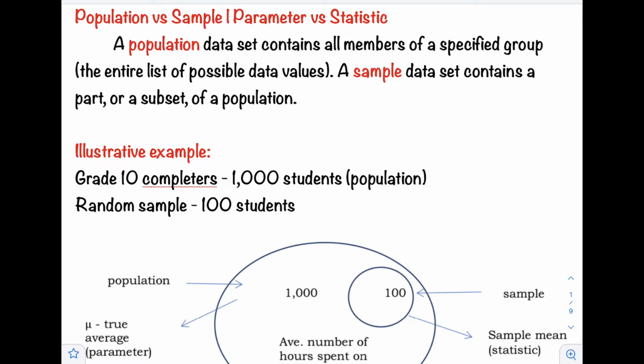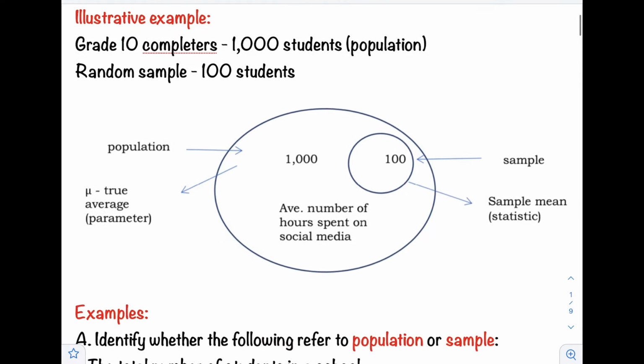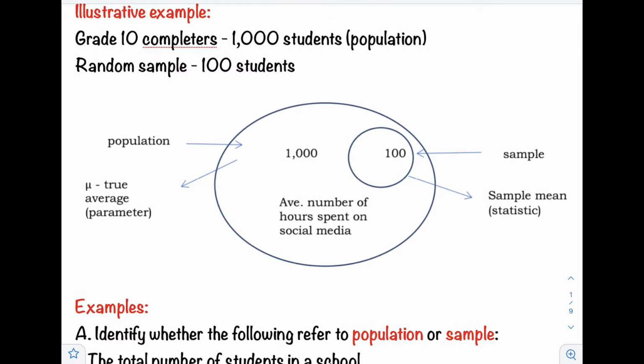In this video, we will discuss population versus sample and parameter versus statistic. So a population data set contains all members of a specified group, while a sample data set contains a part or a subset of a population. Therefore, a population includes all the elements from a set of data, while a sample consists of selected observations drawn from a population. Gathering information about an entire population often costs too much.